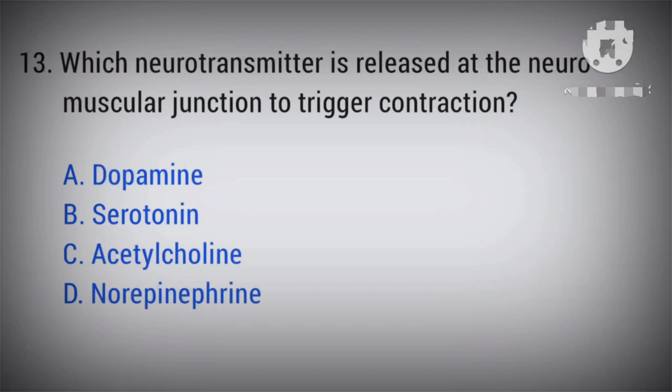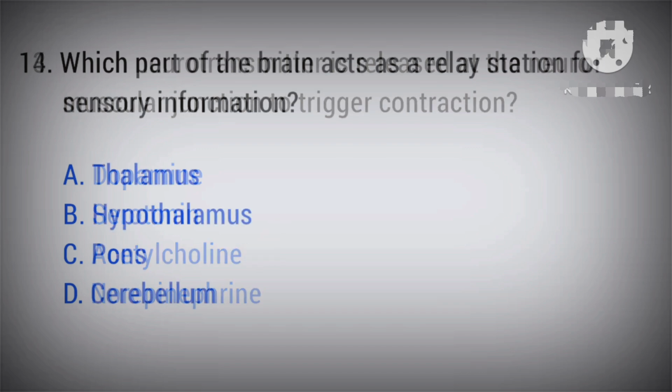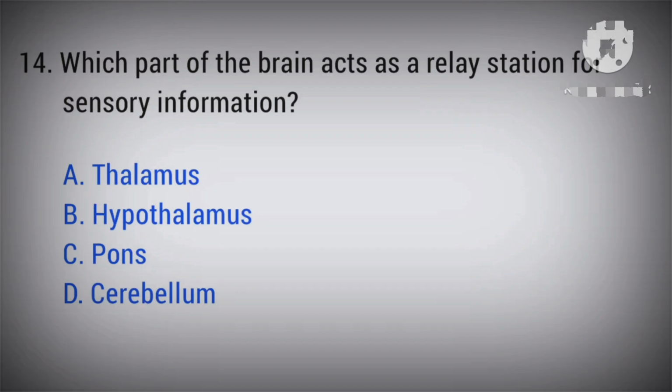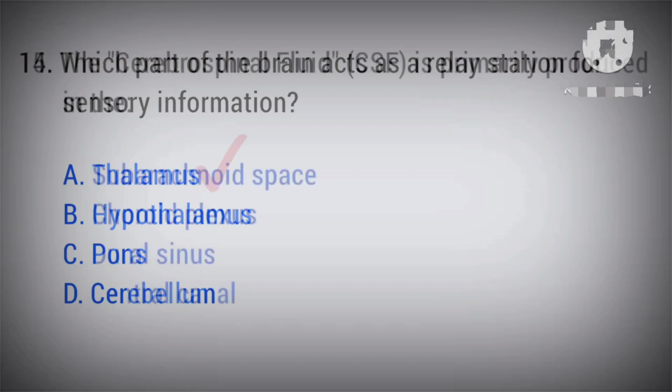Question 13. Which neurotransmitter is released at the neuromuscular junction to trigger contraction? The right answer is option C, acetylcholine. Question 14. Which part of the brain acts as a relay station for sensory information? The right answer is option A, thalamus.